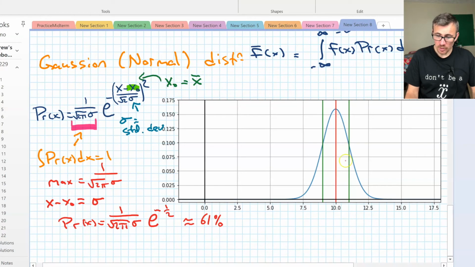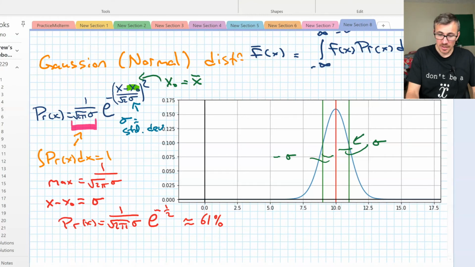So about just over halfway up here, the deviation is 1 sigma, and we're -1 sigma on the other side here. That's when it falls to about 60% of its max value. Here on this plot, x naught is just the mean.